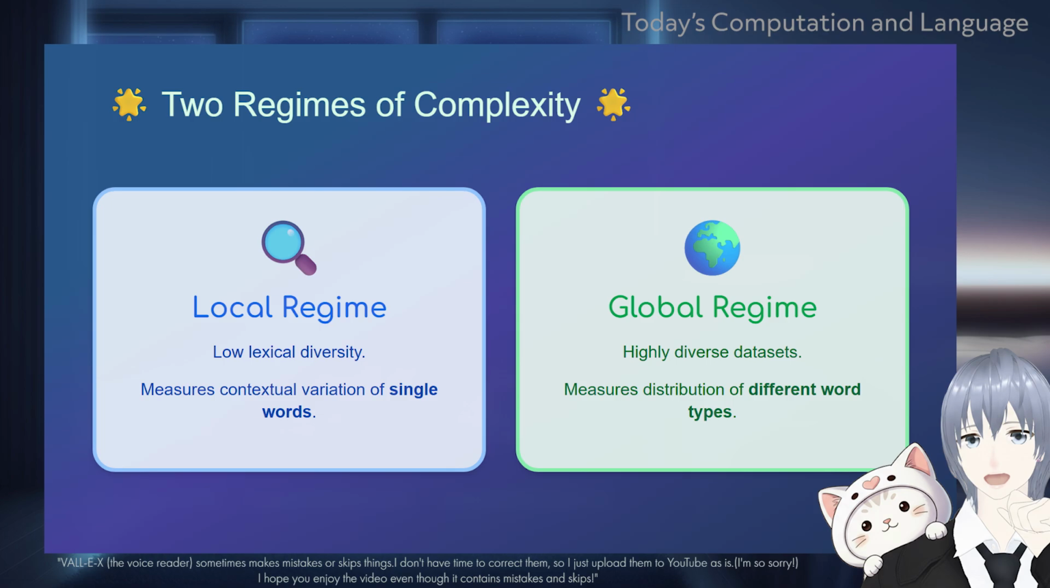But when you zoom out to a larger scale, or look at highly diverse datasets, you enter the global regime. The ordering completely reverses. Conditions with more unique words produce a higher intrinsic dimensionality. The tools are no longer looking at the variation of one word, but rather how the model distributes different word types to one another.